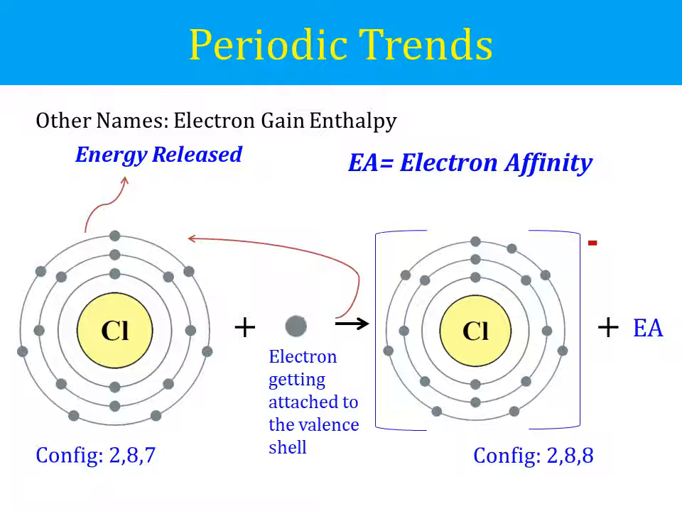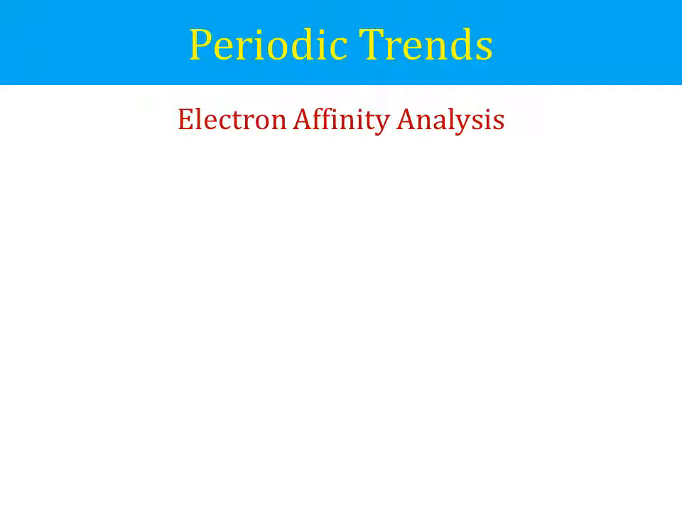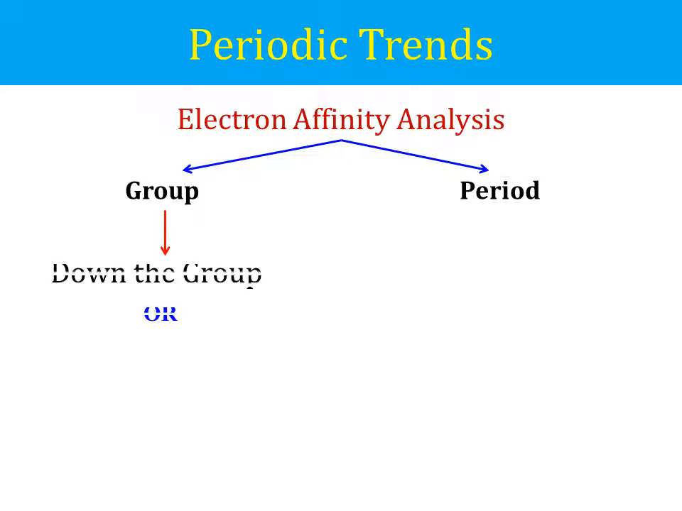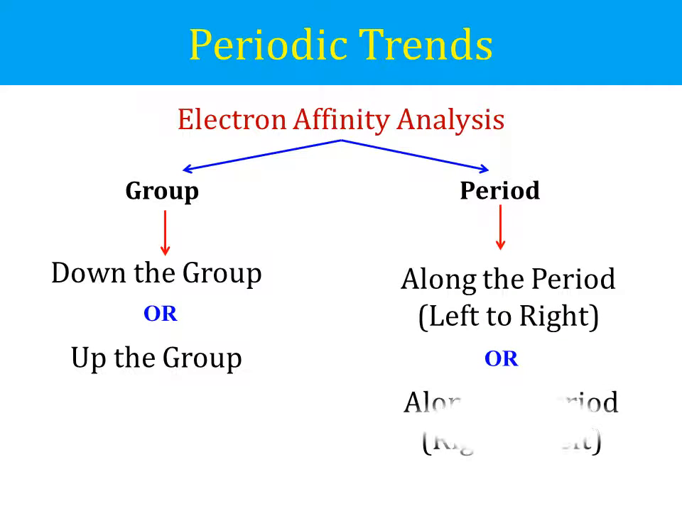Now we will move towards the analysis. Electron affinity analysis, in two ways: group-wise and period-wise. Group-wise, we have down the group or up the group. Period-wise, we have along the period, that means from left to right or right to left.